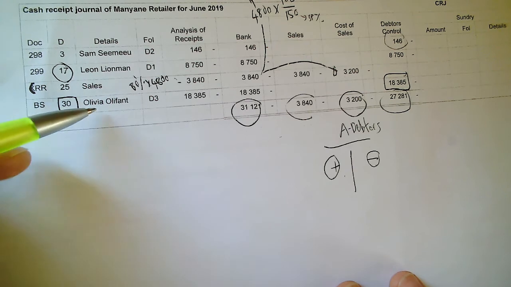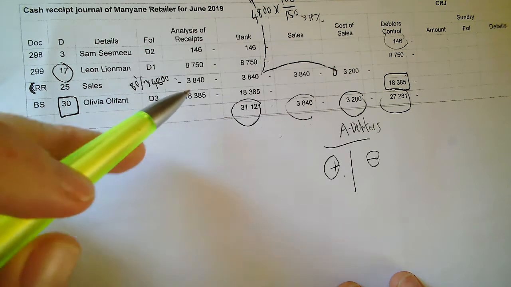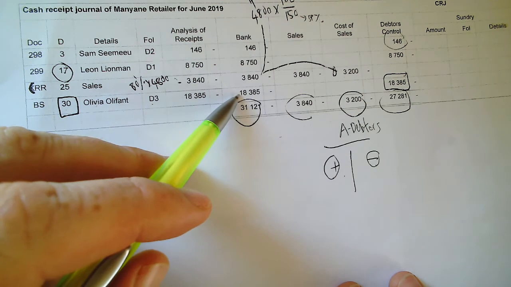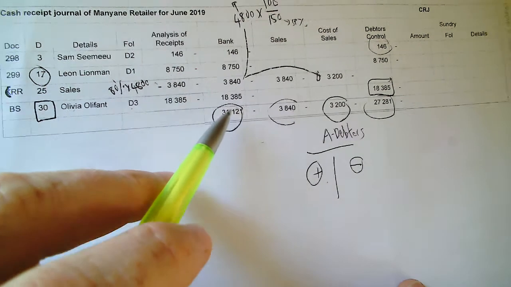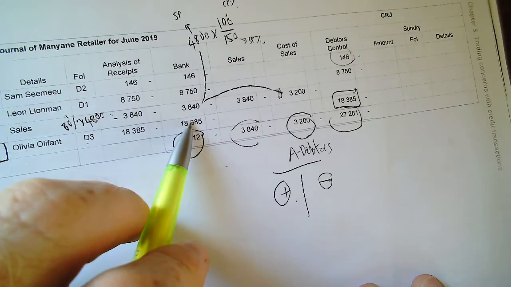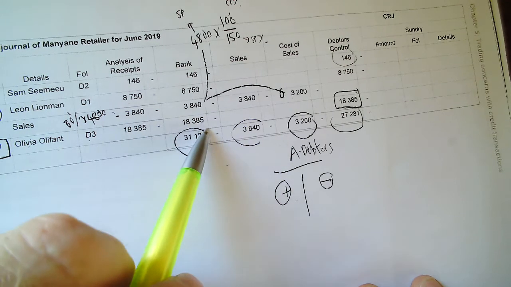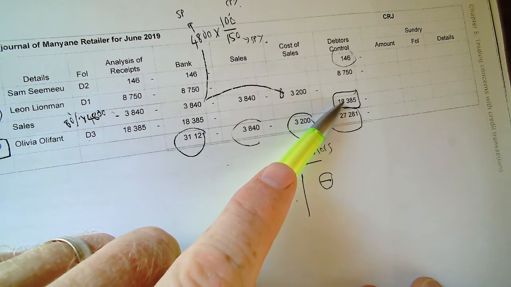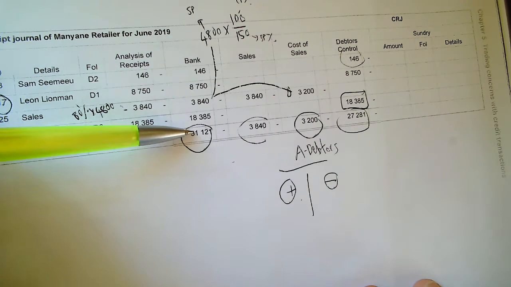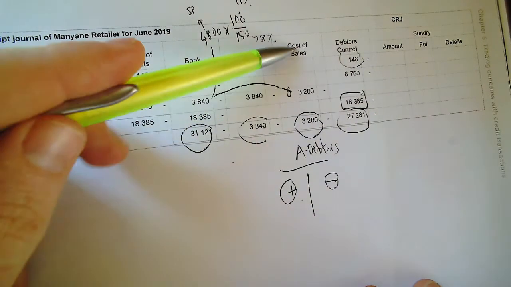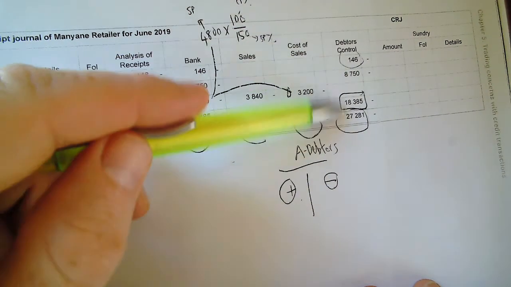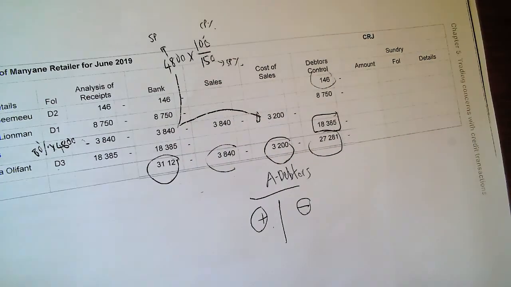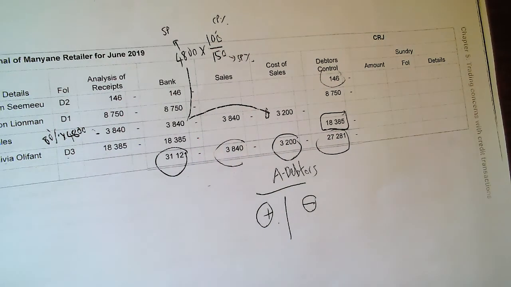On the 30th, Olivia Oliphant, she's debtor number 3, 18,385 in analysis, 18,385 in bank. And what is this amount that we receive in the bank? It was a debtor that paid, so we must put it in the debtors control column. We add the bank column, we add the sales column, we add the cost of sales column, we add the debtors control column. Alright, so that was the CRJ for the activity on page 48.